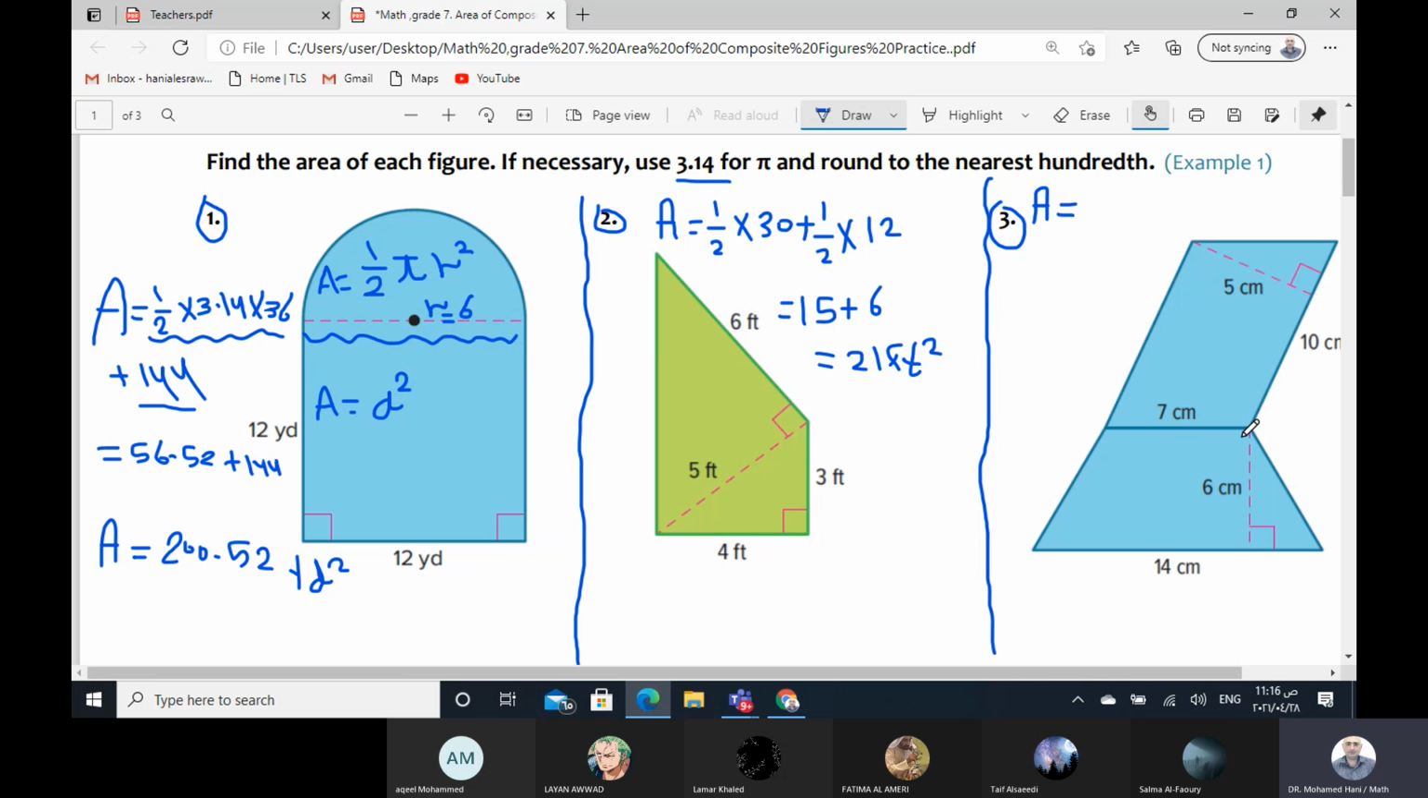Up here we have parallelogram. The area of the parallelogram will be base times height. And down we have trapezoid. The area will be base 1 plus base 2 over 2 times the height.